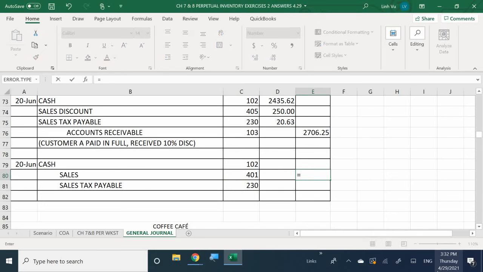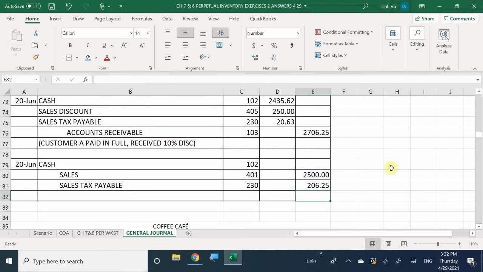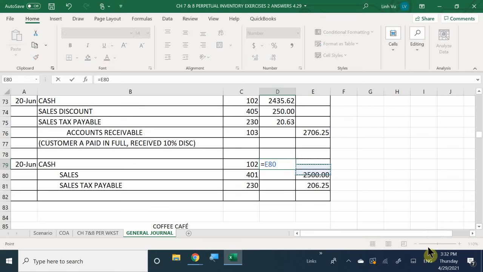So we sold a total of 250 mugs. At what price? $2,500. So therefore, what is going to be my tax on this? $206.25. So therefore, how much in grand total should I be receiving in cash? $2,706.25.